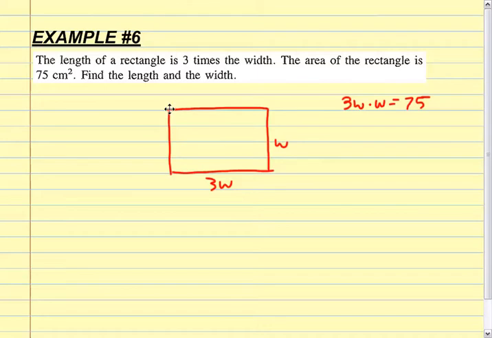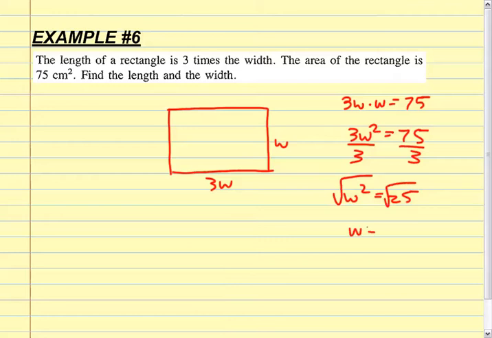Okay, well, I think we can solve that. 3W times W, that's just 3W squared, is equal to 75. Then I'm going to divide both sides by 3. Let's get that one term with the variable by itself, obviously. And so that means that W squared is equal to 25. Now, take the square root of both sides, and that means that W is going to equal plus or minus 5. But think about this. I can't have a width of a rectangle that's negative 5, so that part doesn't work. Our width equals 5, and our length is equal to 3 times 5, which is 15.